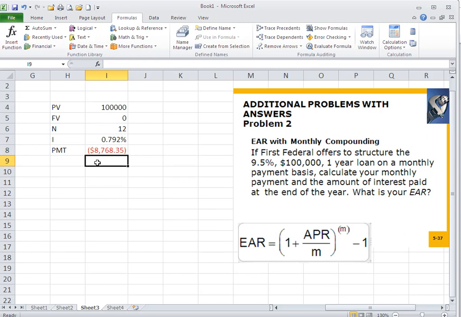That's a payment of $8,768.35. We would have to pay that 12 times during the year. So if I multiply that payment amount by 12, I get $105,220 paid over the life of that loan. Go ahead and subtract what we received, which was $100,000. That means I would have paid $5,220.21 in interest.